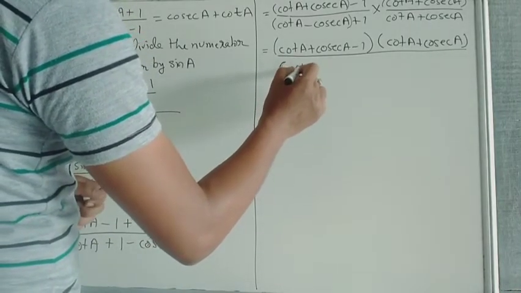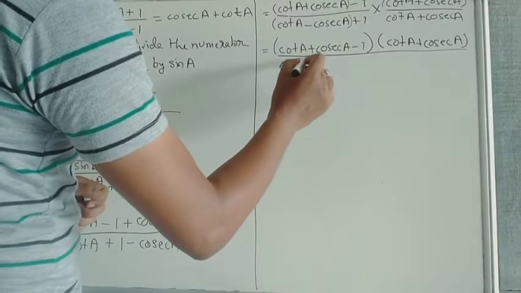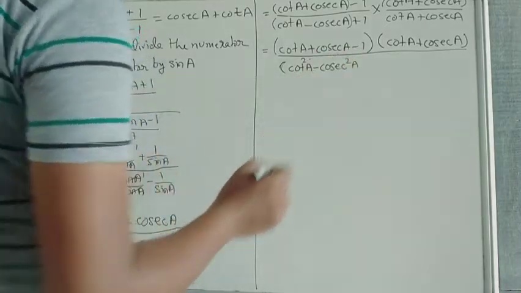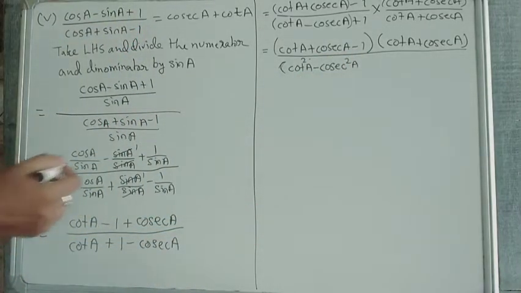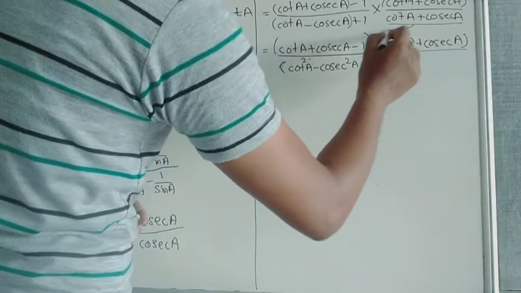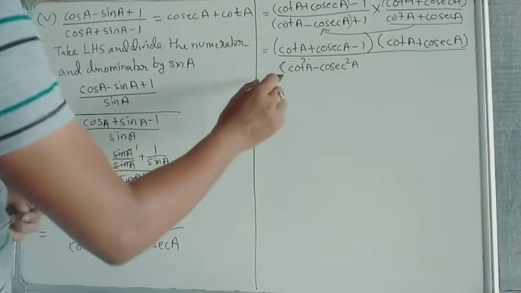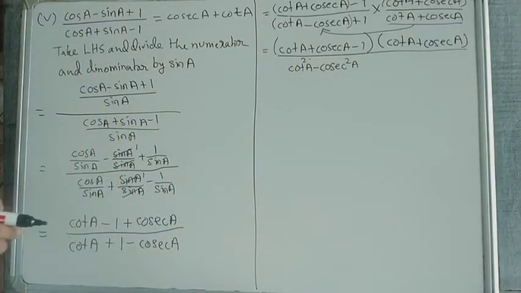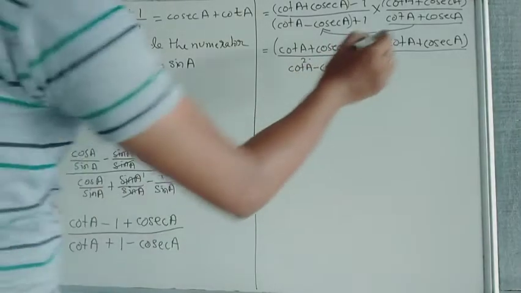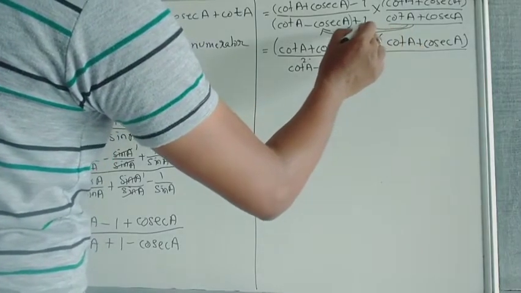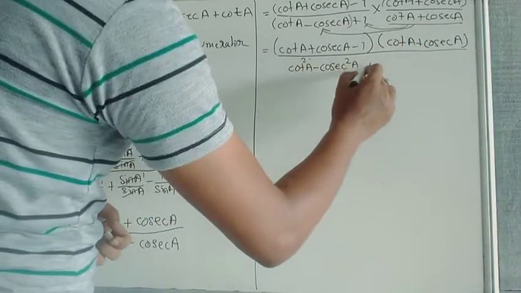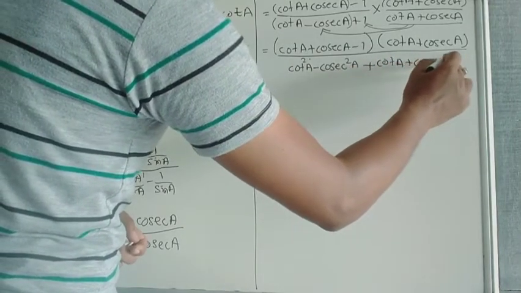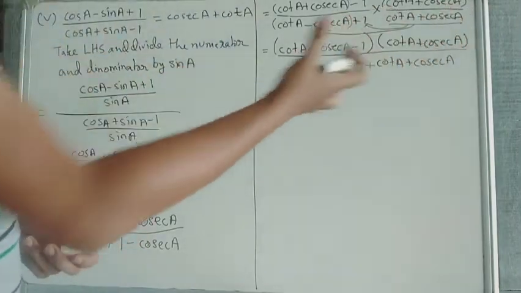It means cot square A minus cosec square A. Is it clear or not? This whole thing gets multiplied with this part and becomes cot square A minus cosec square A. Very complicated, all these things. And this one again will get multiplied with 1, so it will become cot A plus cosec A into 1, which is cot A plus cosec A.